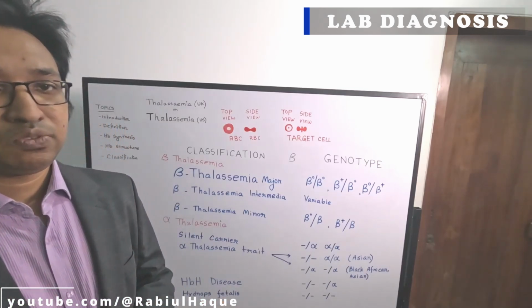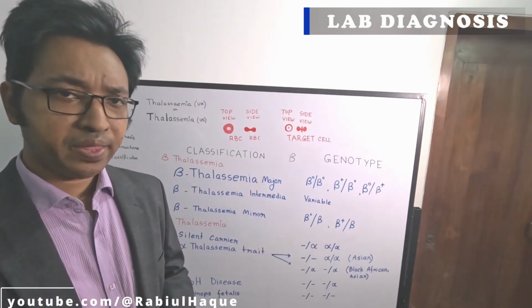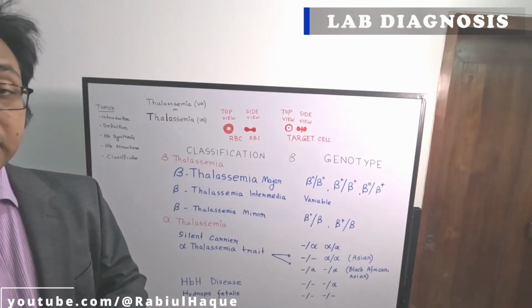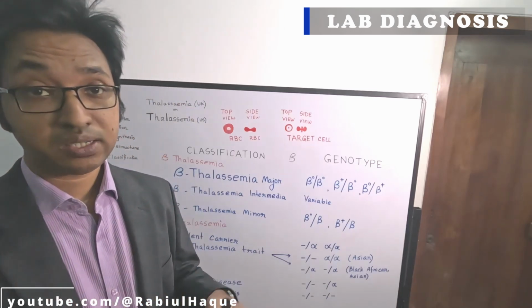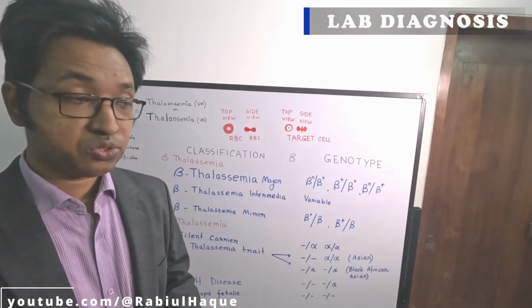due to ineffective erythropoiesis. Now, one thing we have to remember is that in beta-thalassemia major, we will see target cells, plenty of target cells in the peripheral blood film. Now, what is a target cell? Target cells are a type of red blood cells.